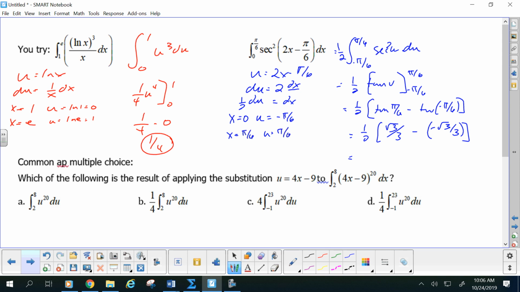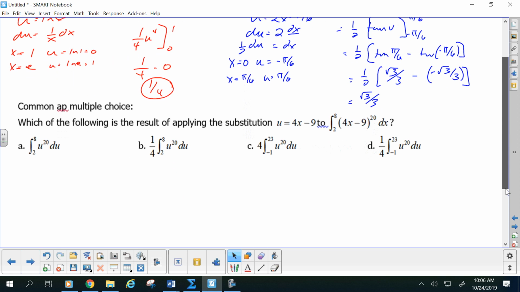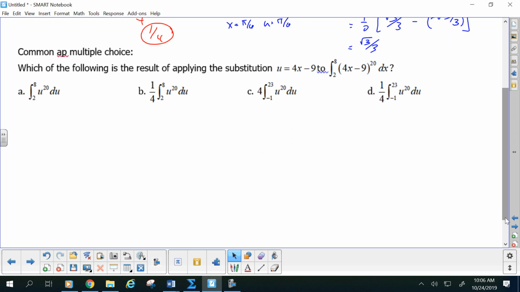What's 1/2 of 2 root 3 over 3? 2 root 3 over 6. Root 3 over 3. Right? Or if you like, you can keep them. All right, last but not least, common multiple choice problem. Try that one and see what you think. A, B, C, or D.